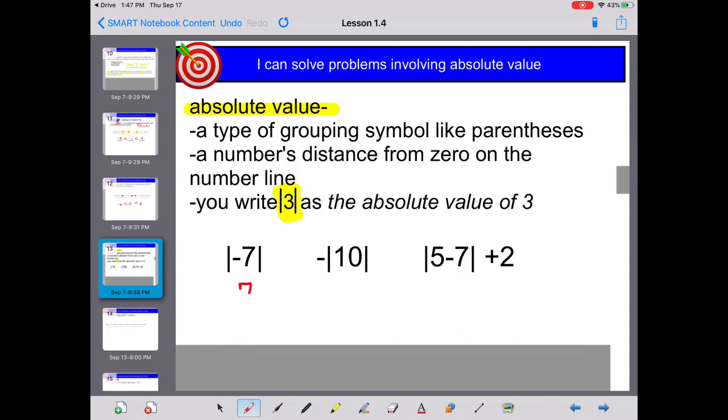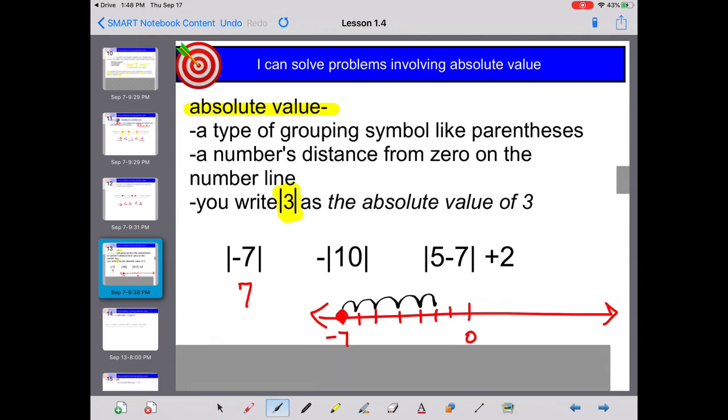The reason it's 7 is because on a number line, here is 0, 1, 2, 3, 4, 5, 6, 7. The number 7, or -7, is right here. How far -7 is from 0, I can count. 1, 2, 3, 4, 5, 6, 7. Because it is 7 units away is why the absolute value is 7.